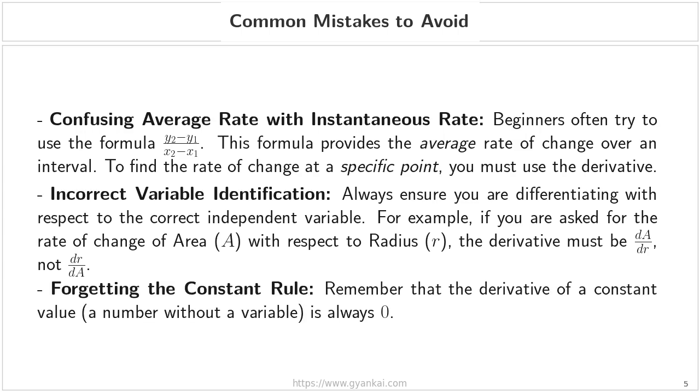Finally, do not forget the constant rule. You might recall from our worked example that the constant number 5 disappeared during differentiation. This is because the derivative of any constant value, a number without a variable attached to it, is always 0. Keep these 3 points in mind as we move toward our final summary of the topic.